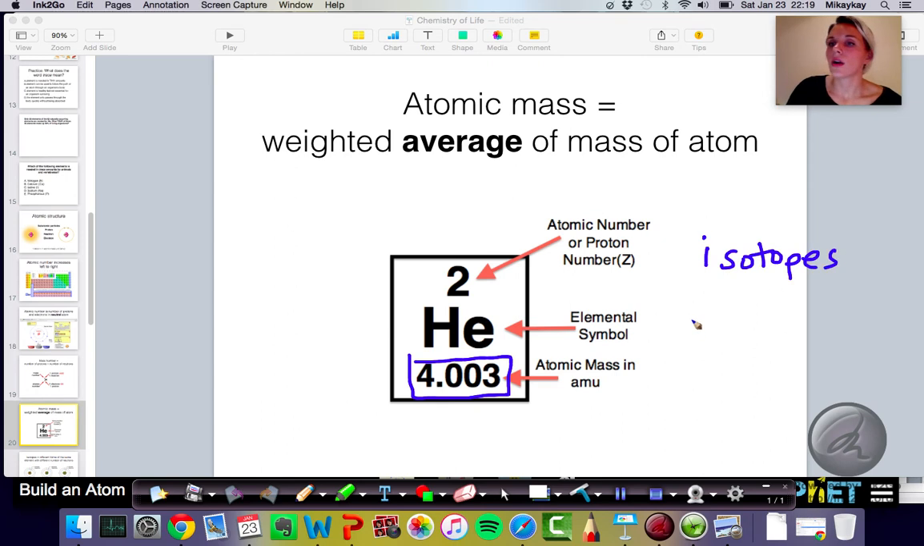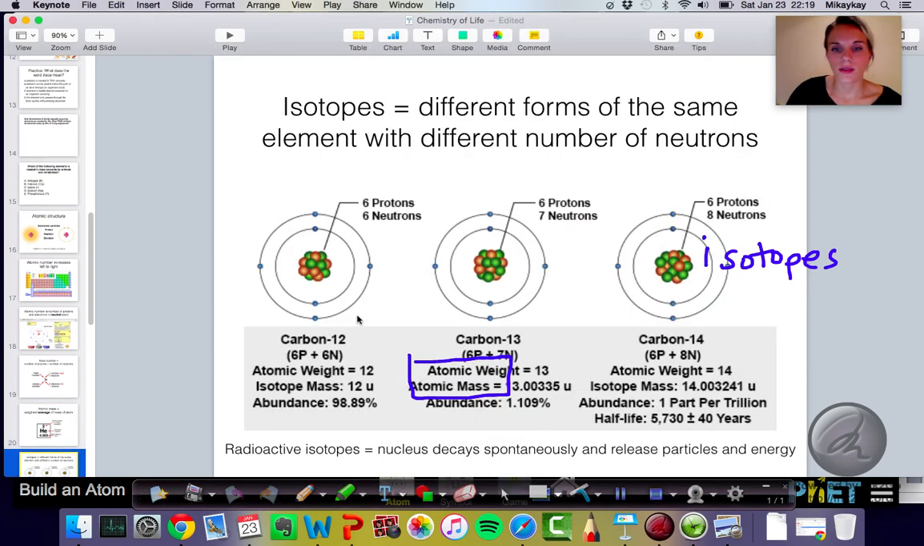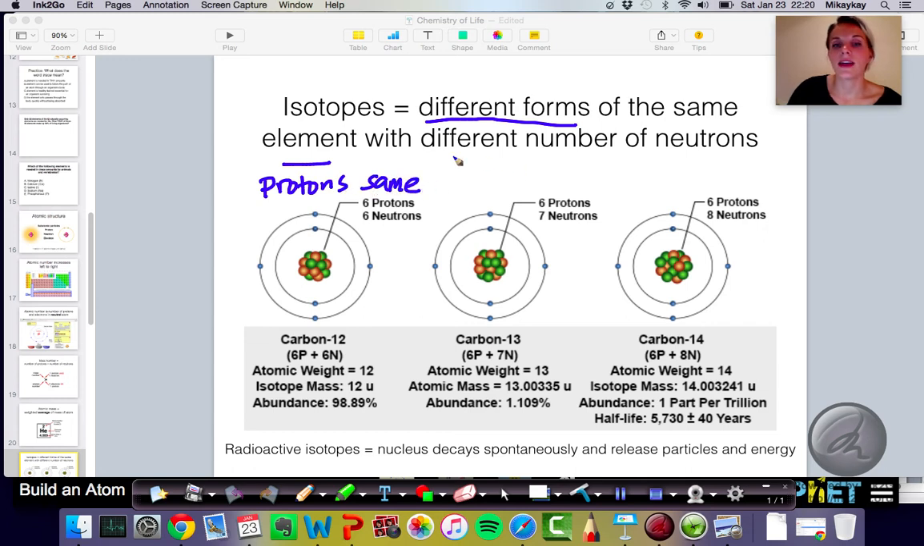And isotopes are different versions of the same element that have different numbers of neutrons, right? And I have that on the next slide here for you to see. So don't get too excited about all the stuff with carbon yet. Take a look at what I have written up here. So different forms or versions of the same element, so they have the same number of protons, but they have a different number of neutrons.